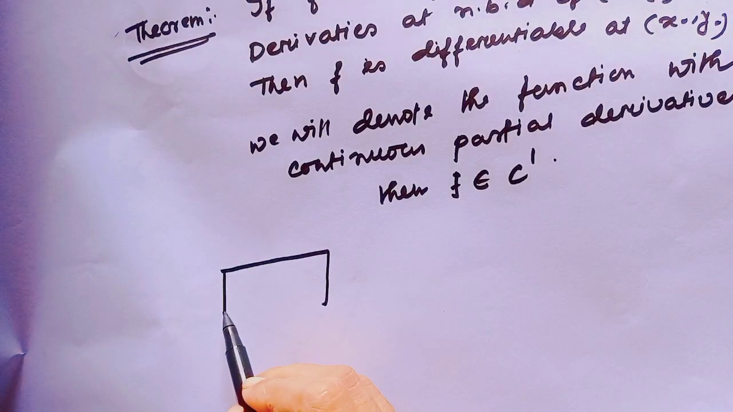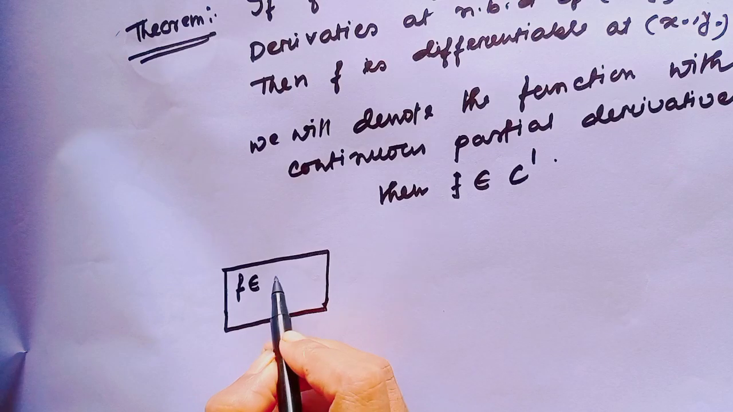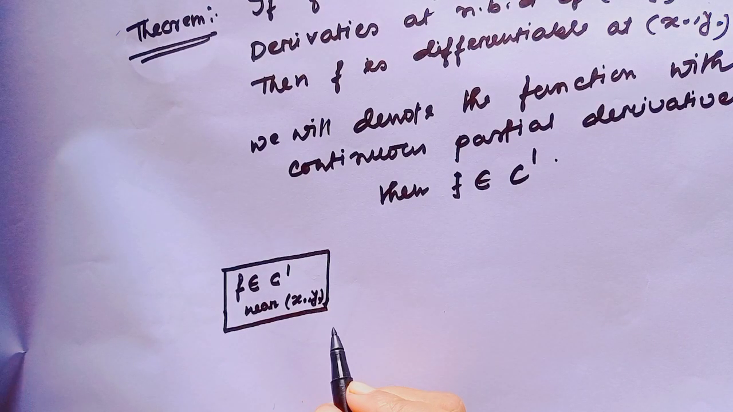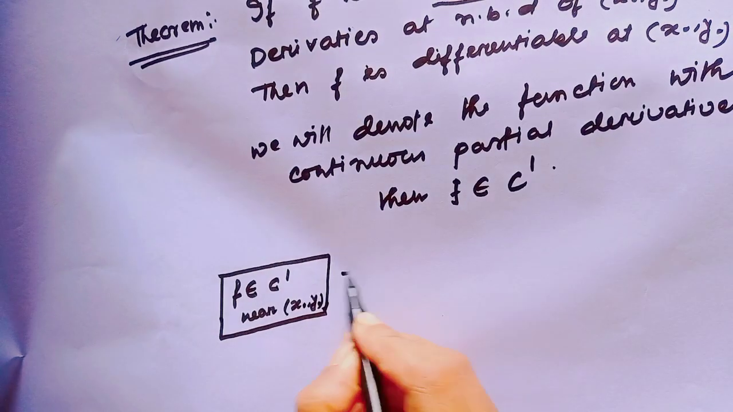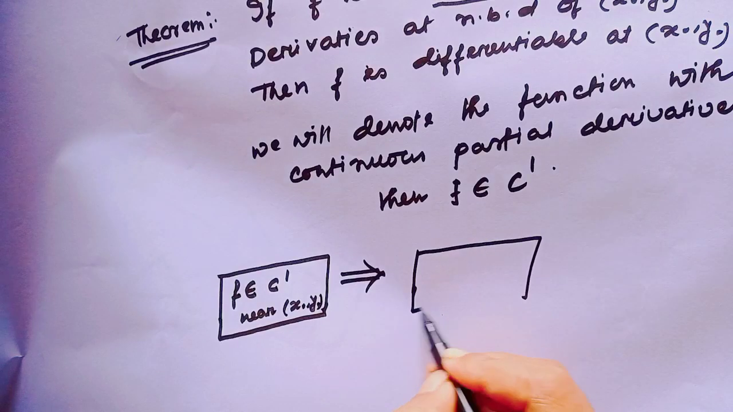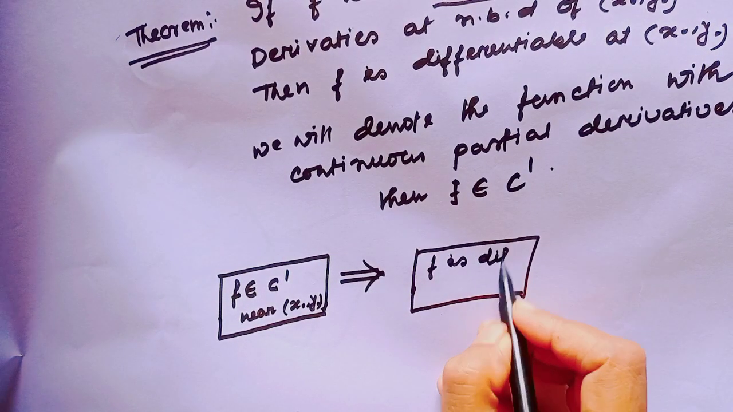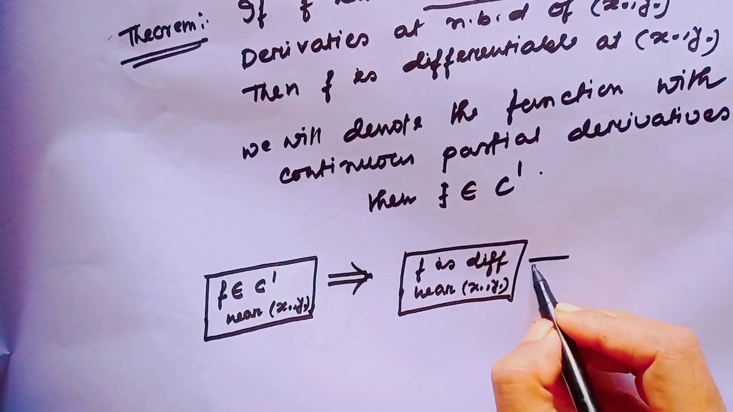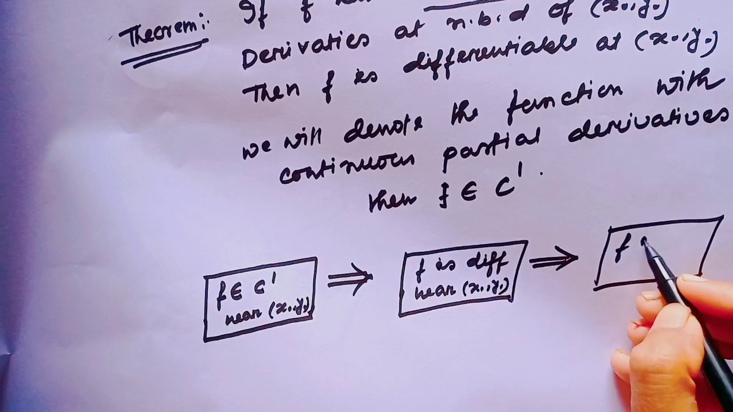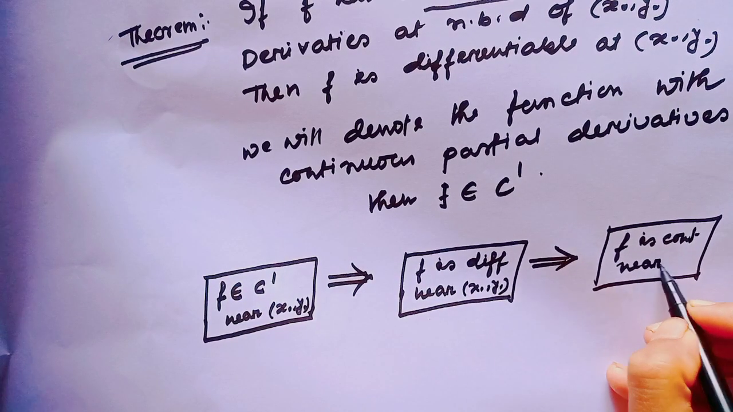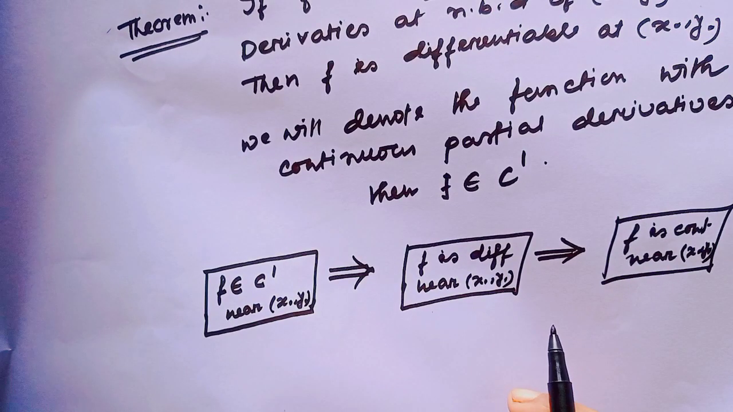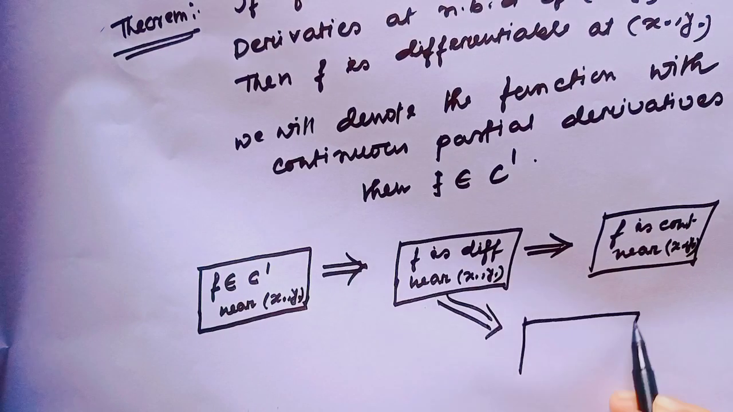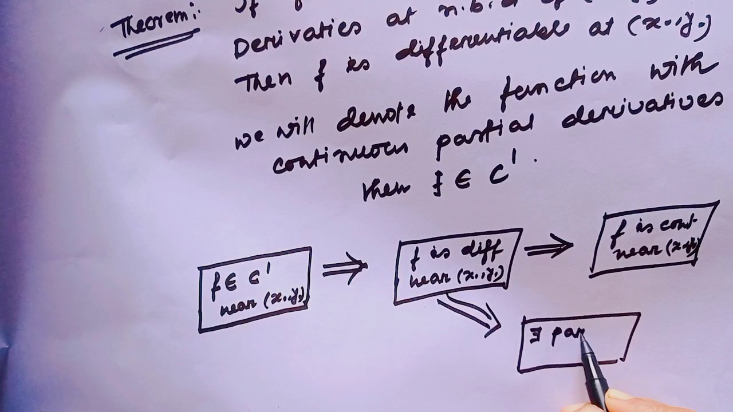At first, consider f belongs to C1 near the neighborhood x0, y0. We all know what C1 is, and that implies f is differentiable near x0, y0. That also implies f is continuous near the neighborhood x0, y0. And if f is differentiable at the point x0, y0, that implies there always exists a partial derivative, okay?